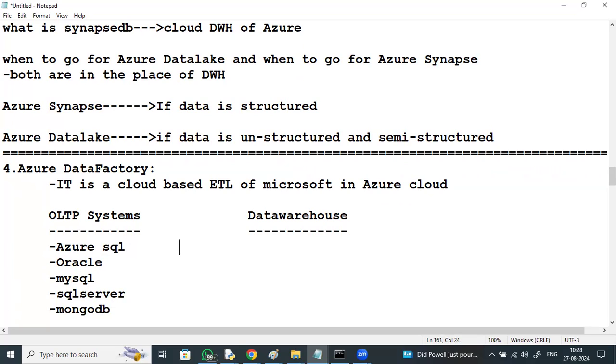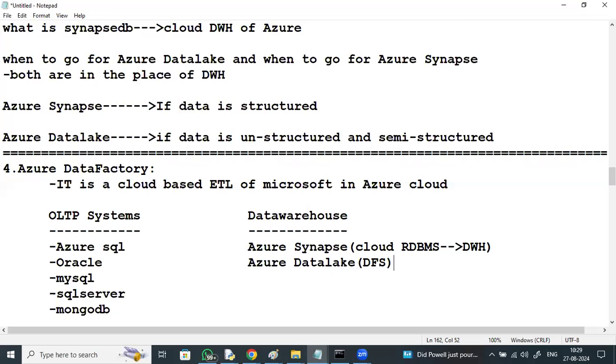And data warehouse: Azure Synapse, the cloud DBMS for data warehouse. What are the other things here for data warehouse? Azure Data Lake also. Azure Data Lake is a distributed file system in the cloud.